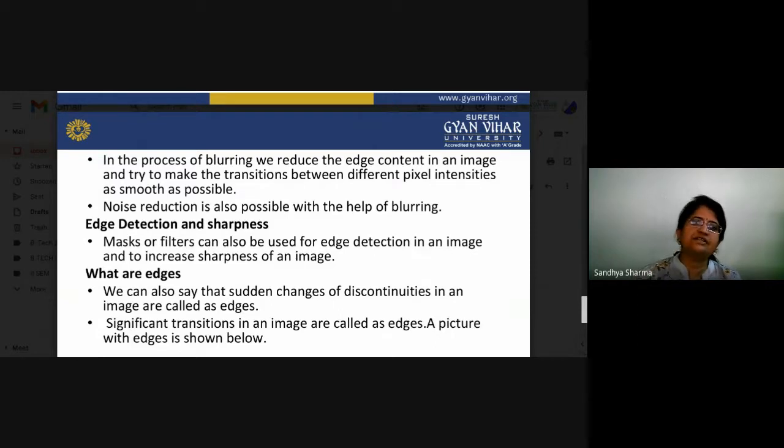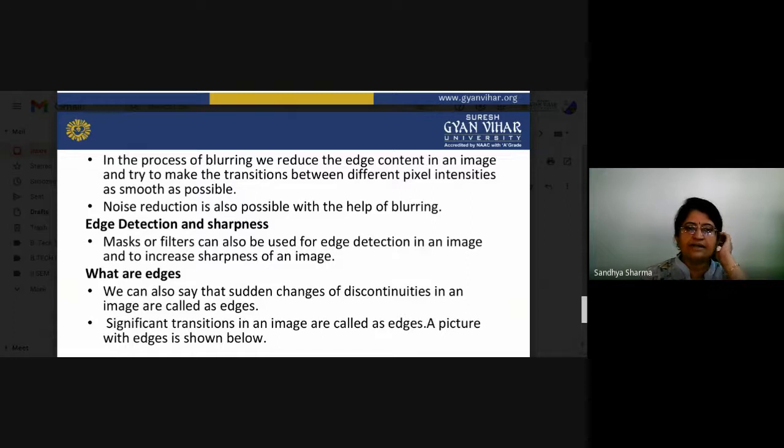So, edge detection and sharpness. Masks or filters can also be used for edge detection in an image and to increase the sharpness of an image. So we have to work on edge detection in an image and increasing the sharpness of an image.